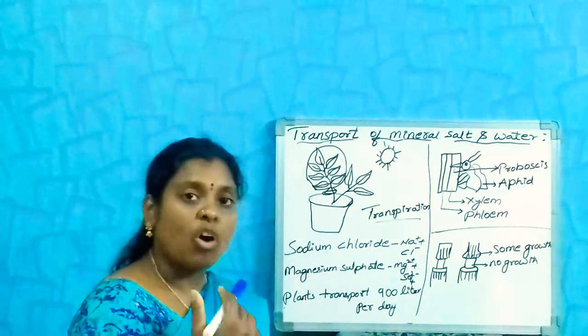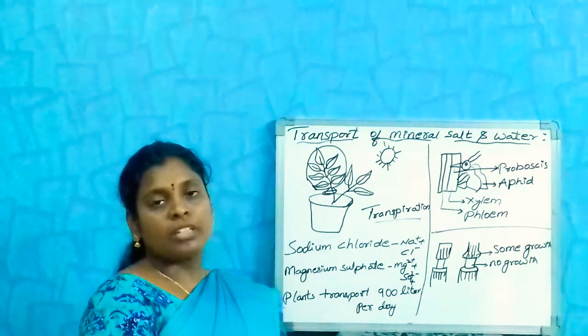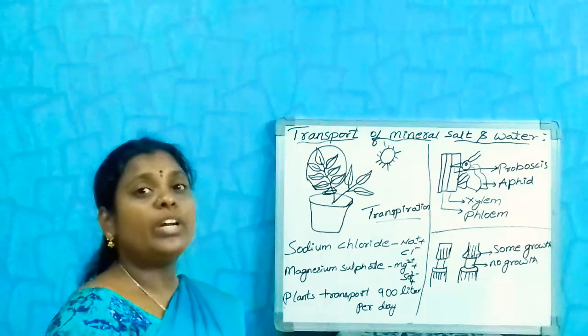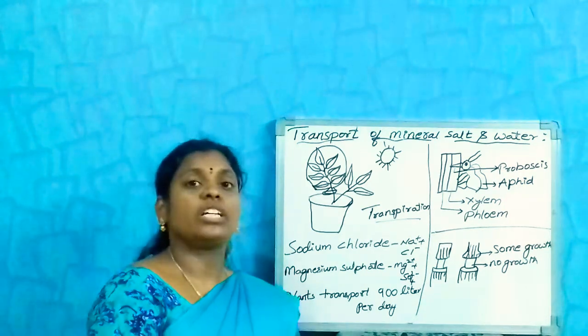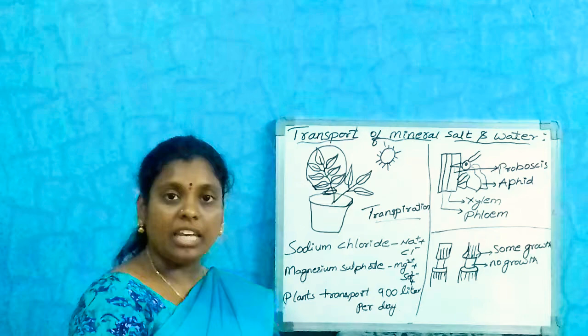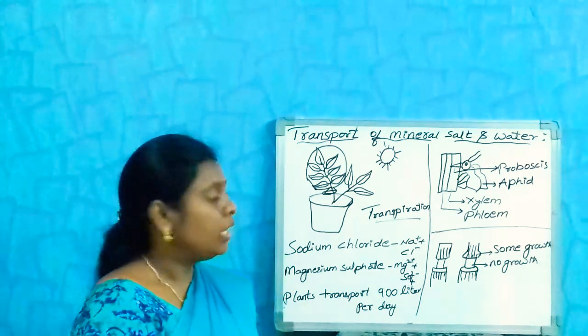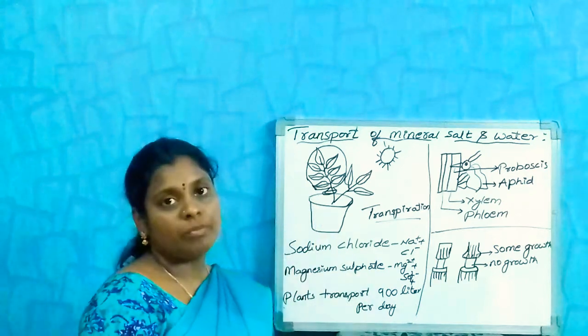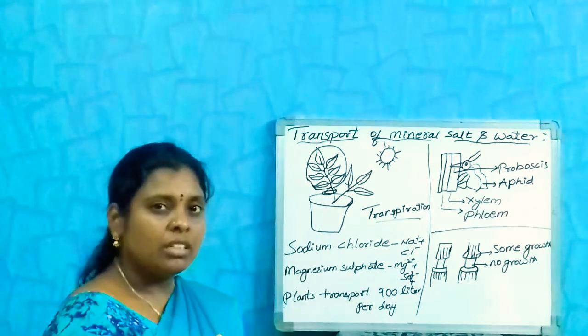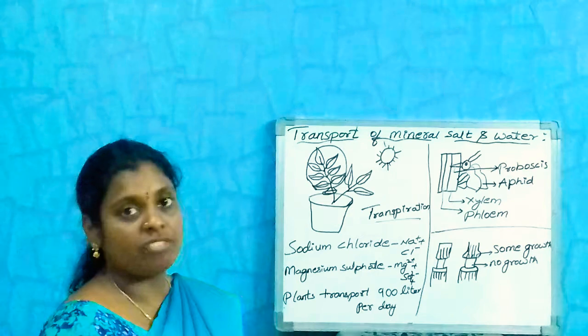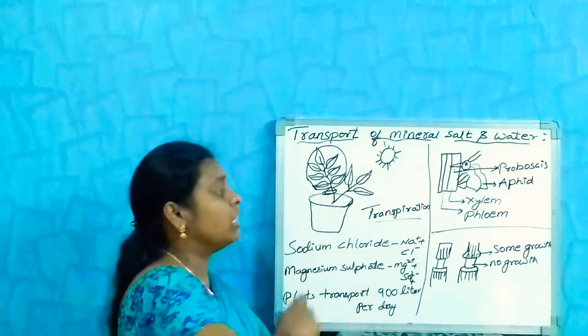But how is the water transported, and how is the excess water escaped from the leaves? For that we are going to perform an activity. Take a potted plant, cover a branch with a polythene cover. See as shown in the figure.